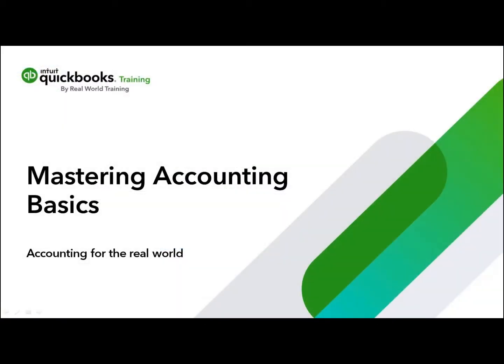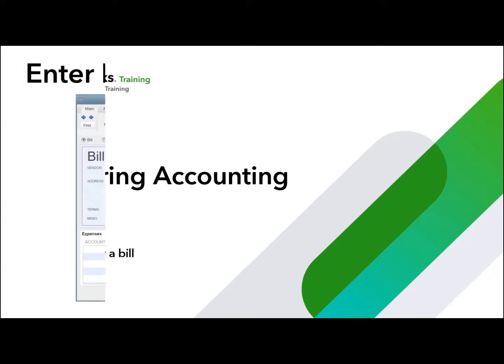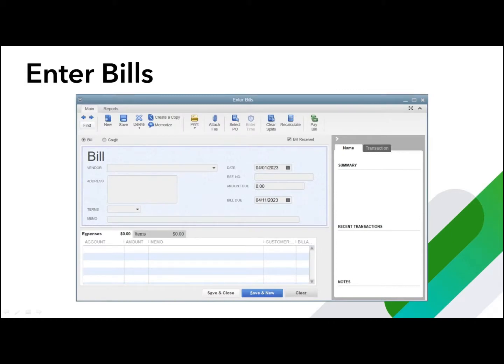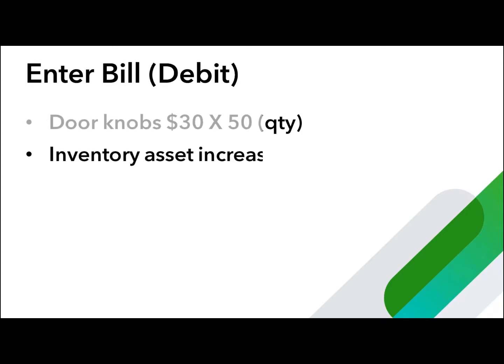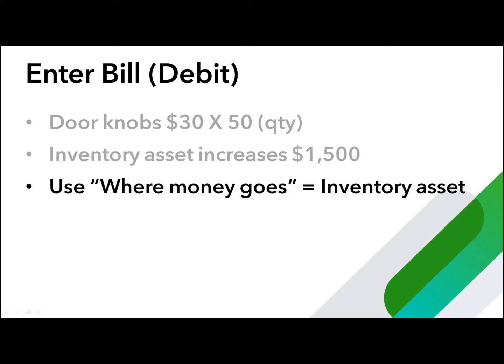When you receive an invoice from a vendor or supplier, it's called a bill in QuickBooks. In this topic, you learn the accounting for a bill. Use the Enter Bills window to enter vendor or supplier bills. But first, let's learn the accounting behind a bill. Let's begin with the left or debit side. You bought 50 doorknobs at a cost of $30 each. They're very nice doorknobs. Doorknobs increase the inventory asset account. They are an asset until you sell them. So the use, or where the cost goes, is the inventory account.